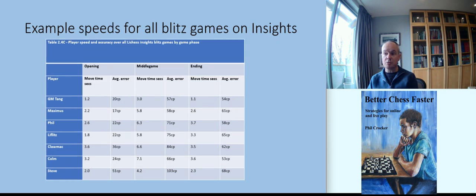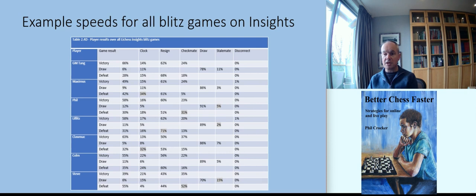Another pre-canned report you can get from the Insights data is split opening, middle game, and ending. And again, you can see the move times. Grandmaster Tang 1.2 seconds for the opening, slightly slower, 3 seconds for the middle game, but way quicker than the other players. So you can pull this data for yourself and see how you compare to benchmarks like these.